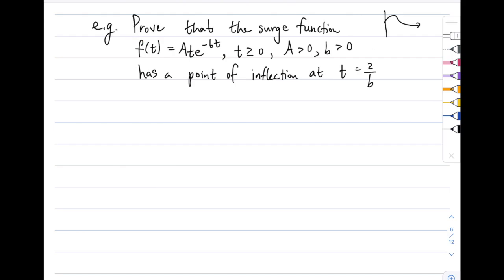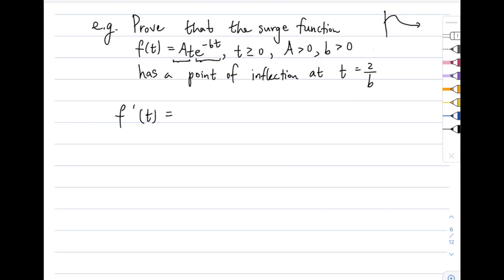We have to somehow prove that the surge function has a point of inflection at t equals 2 over b. Because we're asked to prove there's a point of inflection, we need the second derivative. So first we need to find the first derivative, and then the second derivative. I'm going to treat the at as my first function, and the e to the power of negative bt as my second function.